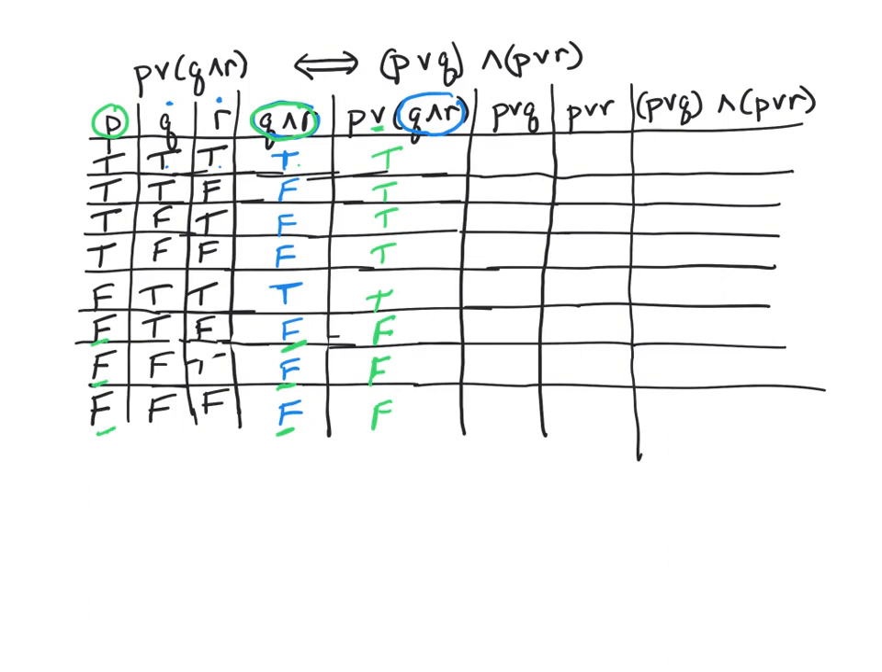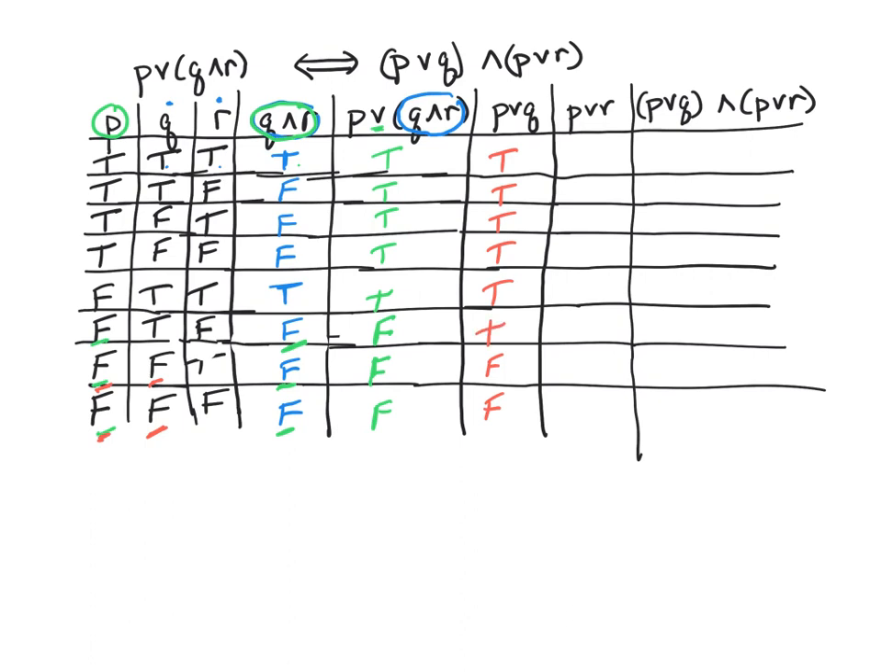Okay, same for P or Q. I look at the P column and the Q column. And because OR is false only when both are false, and this happens in the last 2, I think the last 2 only. So this is false and this is false. Otherwise, OR is true.